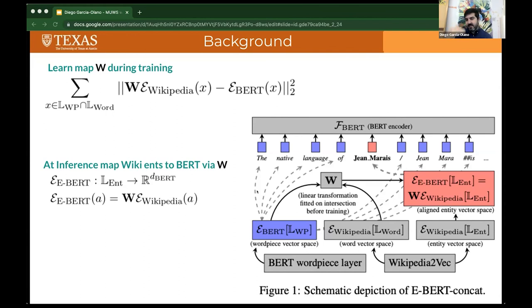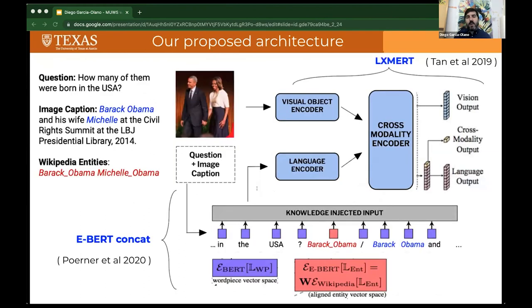And they show that this sort of knowledge injection during fine tuning gives improved accuracy and robustness measures for question answering and other tasks. So in this work, we analyze how entity-based knowledge injection via eBERT affects the performance of an existing visual linguistic model, LXMERT, on the knowledge-based VQA task, both in terms of accuracy and explainability.